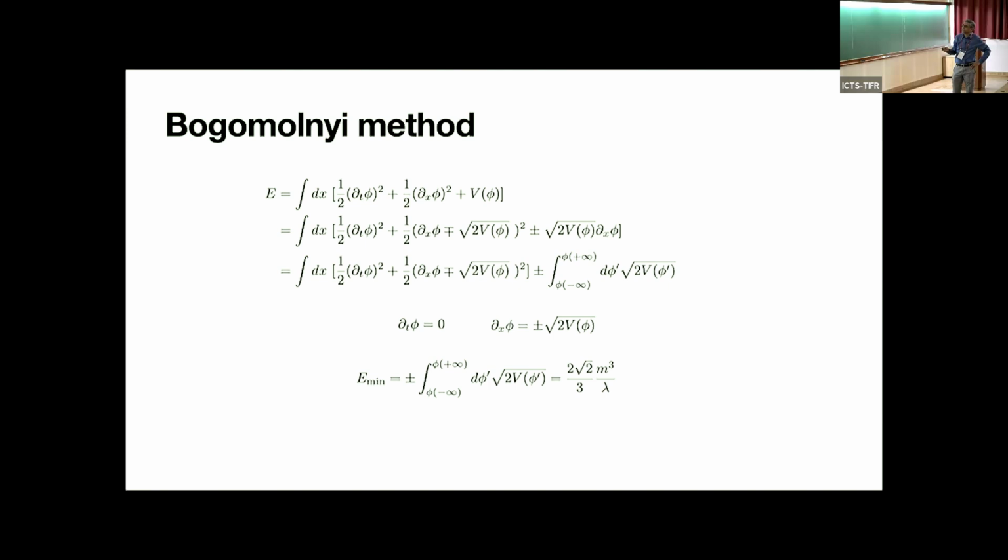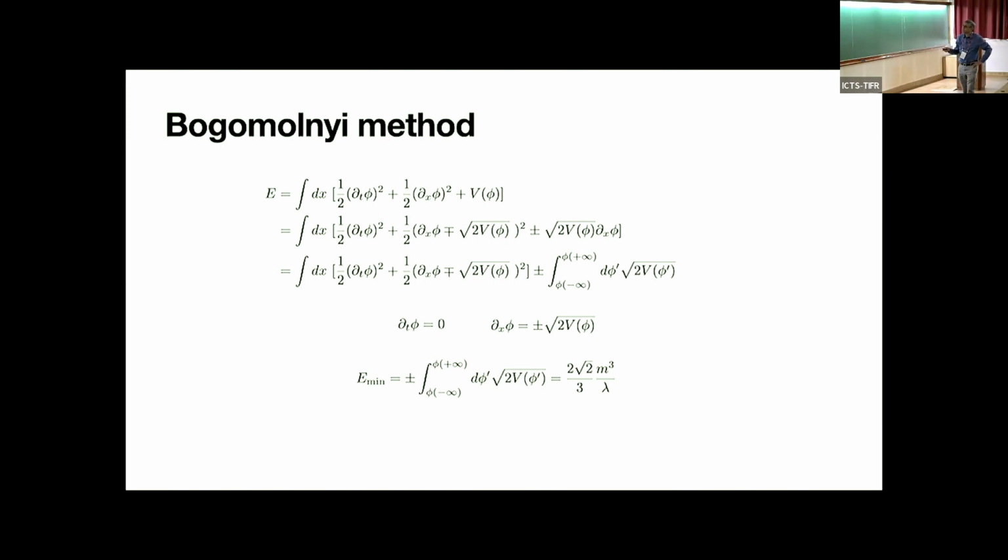But you write it in a different way. You write the kinetic part, which is down here, and then these two you write as a whole square. So you have a gradient of phi, and then the square root of the potential, the whole thing squared. Now when you whole square it, you will get the dx phi squared, and you will get the V phi, but you'll also get the cross term, the dx phi times square root of 2V phi, and that you subtract off. Okay, so that's the way.